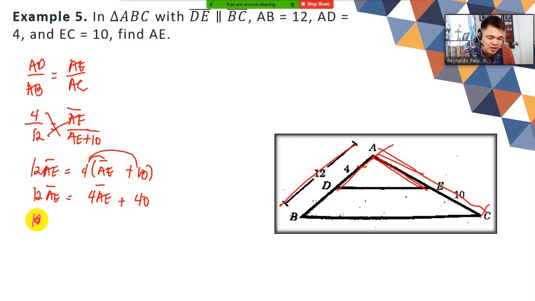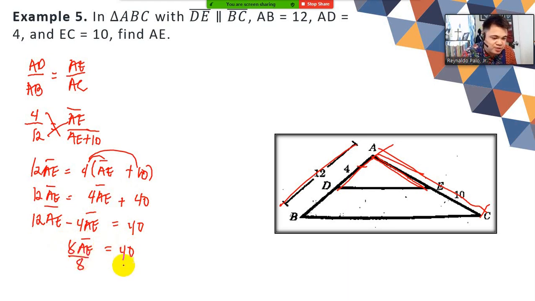Now combine similar terms. 12 AE, the opposite of 4 AE, applying the addition property of equality, is negative 4 AE equals 40. 12 AE minus 4 AE is equal to 8 AE equals 40. Then divide both sides by 8. So therefore 40 divided by 8, segment AE measures 5. So this will serve as your final answer.